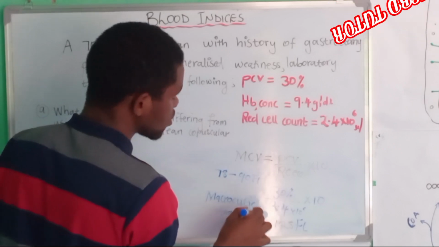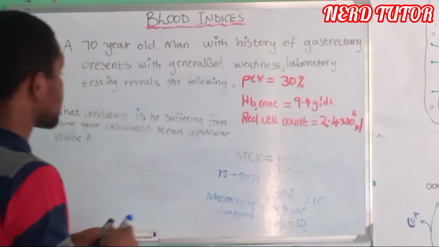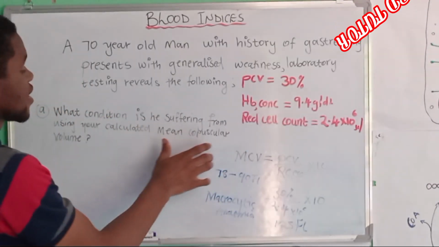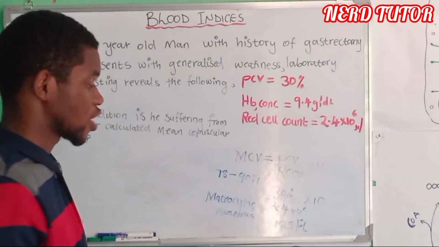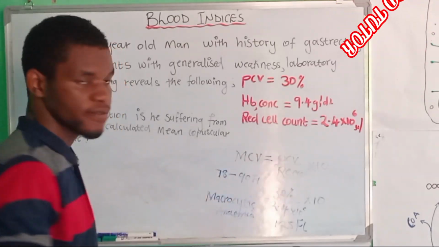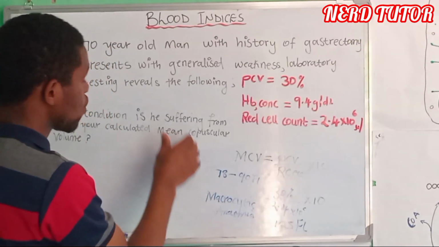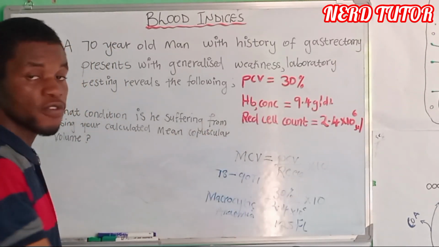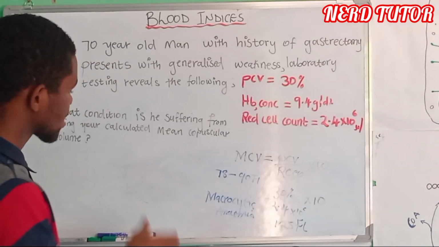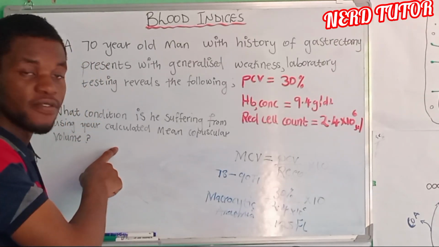Okay, so this is the condition that this person is suffering from. So we have answered this question. What condition is he suffering from? Using your calculated mean compensated volume. So at first, we were told indirectly to solve for what? For mean compensated volume, which we have. Okay, and of course, now, what condition is he suffering from? Well, of course, solved. It is what? Macrocytic anemia. Now, what if they had to ask us, what is the reason for your answer?